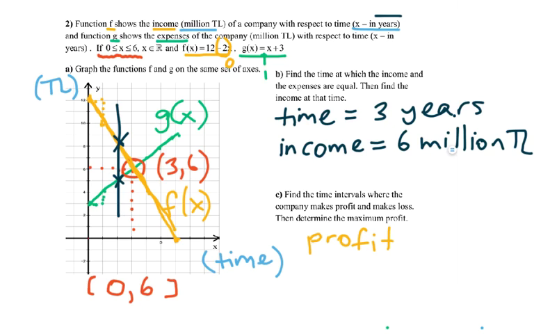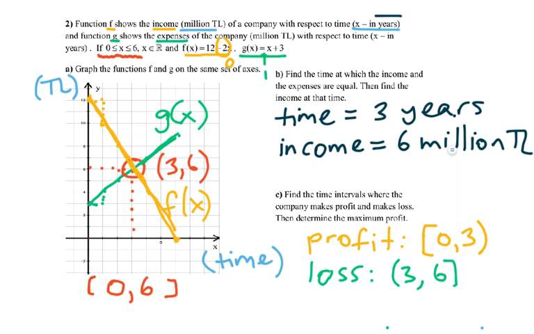All right, so we can see the profit is then the first section of the graph here before 3. So we should write this as an inequality. So 0 is included here, and 3 is not, because that's not a profit or a loss. The income's equal to the expenditure. And for a loss, the green function must be higher. So this section here is where the green function is higher than the yellow one. So loss, we should say, is between 3 and up to and including 6. All right, so we've done the time interval where the company makes a loss, where it makes a profit.